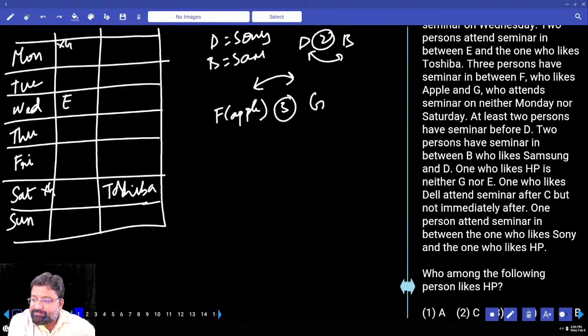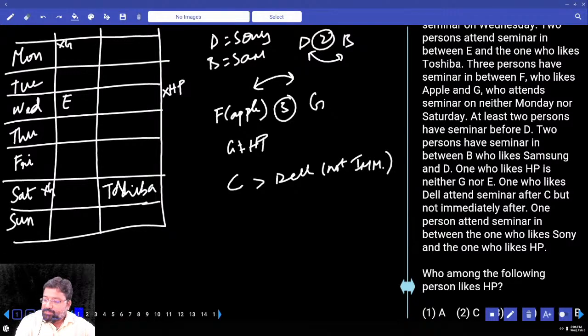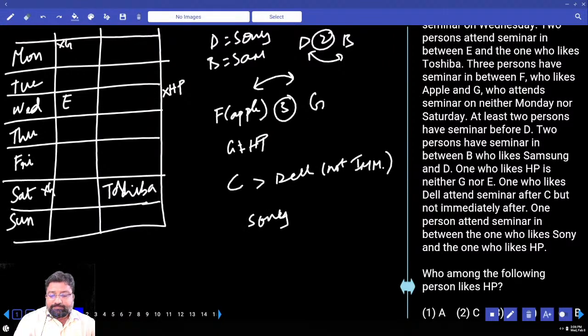The one who likes HP is neither G nor E. E is not HP and G also is not HP. The one who likes Dell attends the seminar after C but not immediately. After C is Dell but not immediate. One person attends the seminar in between the one who likes Sony and HP. Sony and who? D. Right? So am I done with all my clues?